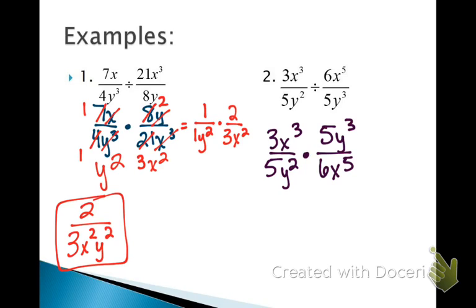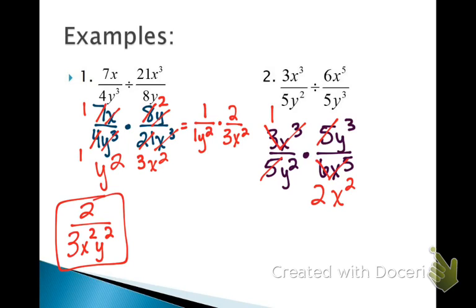What do we want to cancel? 3 and 6. 3 becomes 1. 6 becomes 2. Good. What else? 5. What happens to the 5s? They both turn into 1. So you can either just cross them off, or you can put the little 1s by them if you want to. But they totally cancel each other out. What else? The x's. So we've got x cubed on top, x to the 5th on the bottom. X squared will be on the bottom. Good.